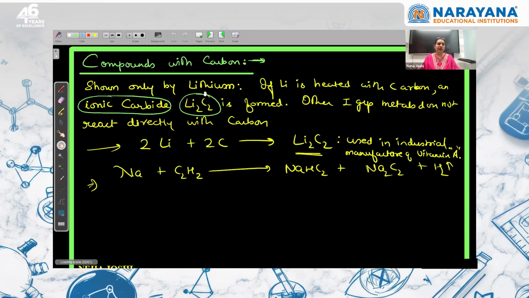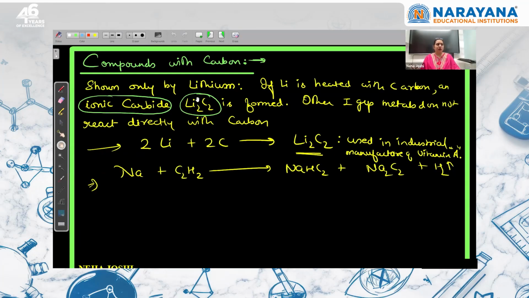Okay. Next is their reaction with carbon. Only lithium reacts with carbon forming carbides, which are ionic. And this is like the second group tendency. This is more like a calcium acetylide type behavior. So they also react. Other than first group metals, other first group metals do not react like this directly with carbon. Yes, lithium does, though at high temperature, Li2C2, used in industrial manufacturing of vitamin A.